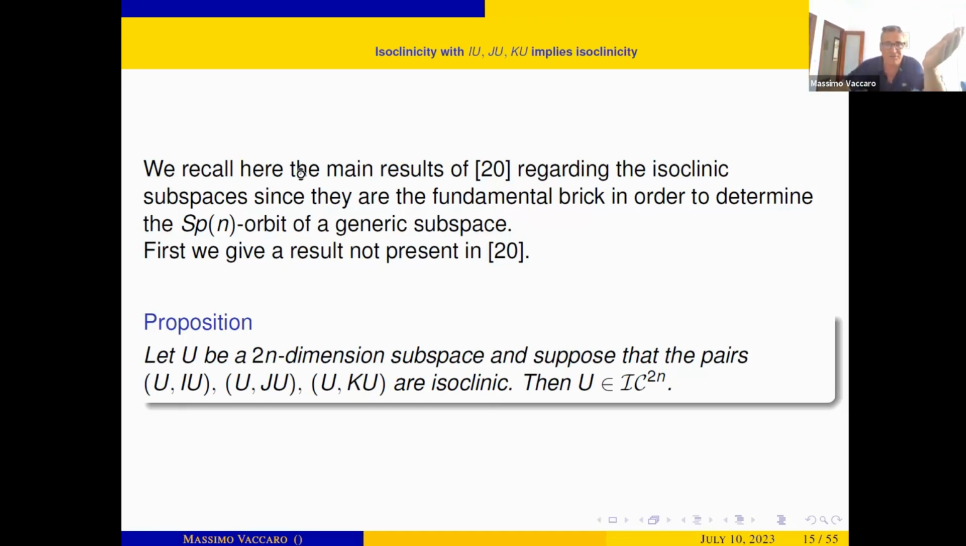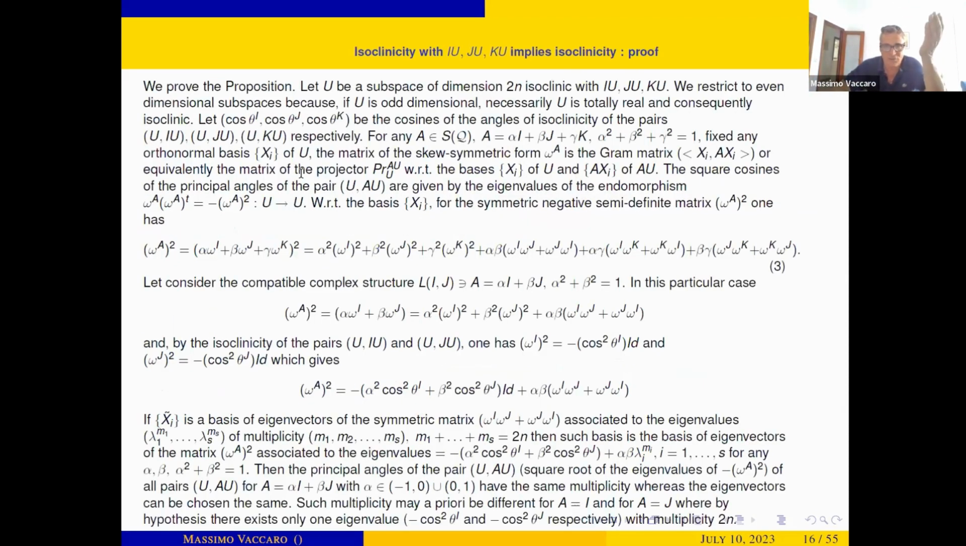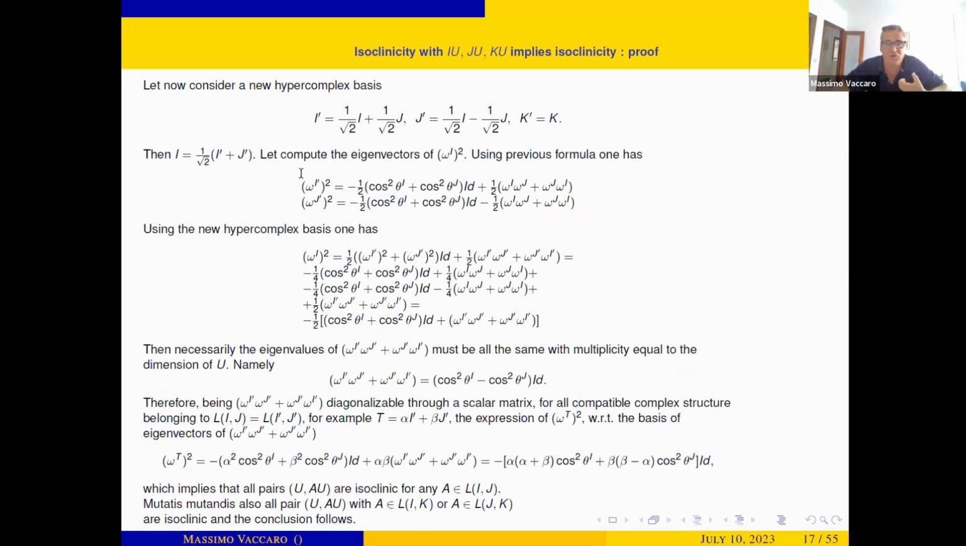I put here a sort of demonstration, but I don't want to annoy you with all these details. It's a demonstration of this stuff, and I was happy to find out something which was obvious to my brain, but I couldn't manage to prove it. And this is very important now, because of this I could go on with the study. So if U is isoclinic with IU, JU, and KU, then it's isoclinic with everybody.